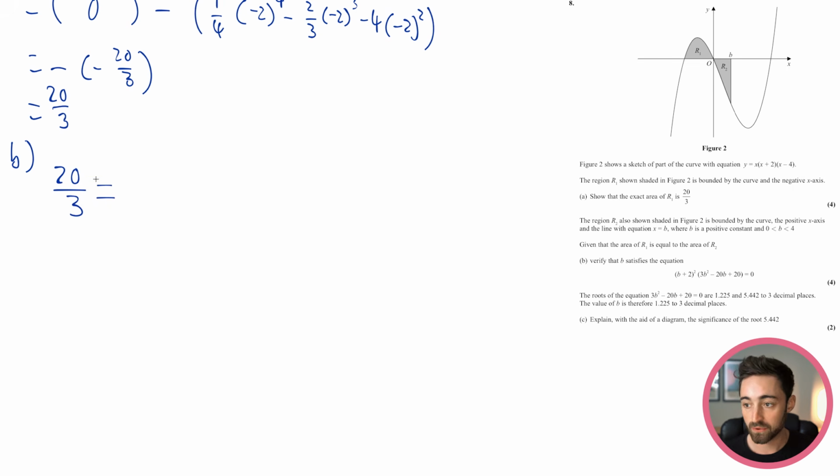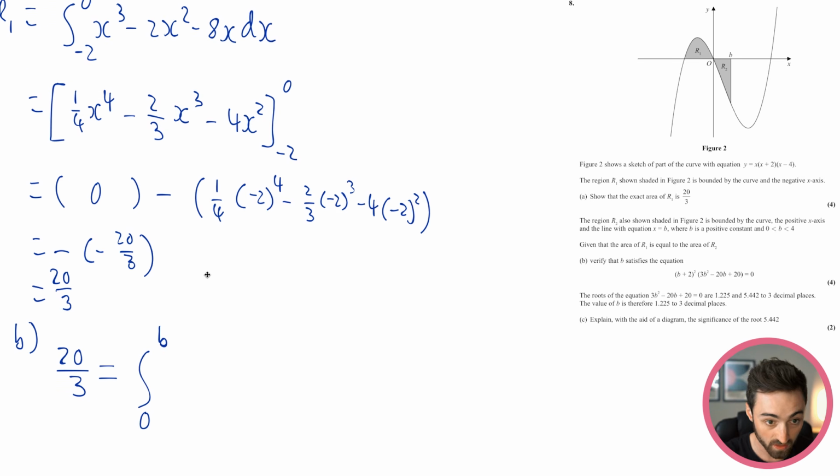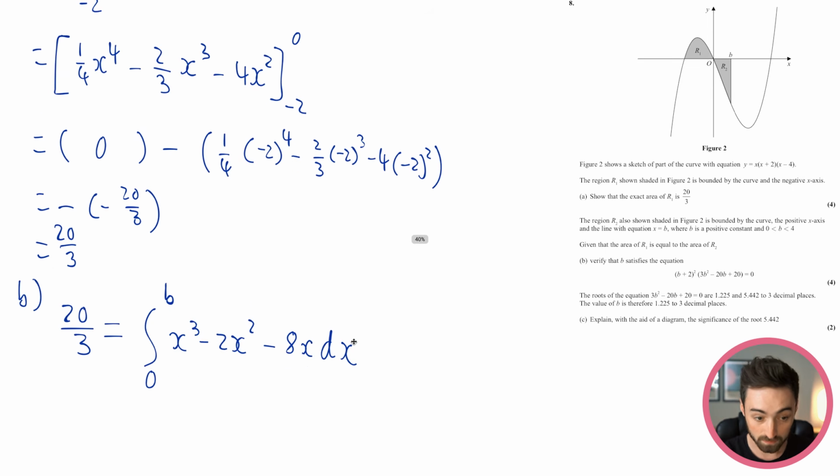Okay, right, so now imagine it just says find the area of R2. What would you do to work that out? Well, you can see that it's an integral. You know the limits are going to be 0 and b, and it's the integral of the curve. So what's that telling me? That is telling me that the integral between 0 and b of my curve, which we found to be x cubed minus 2x squared minus 8x, is going to be equal to the area of R1.